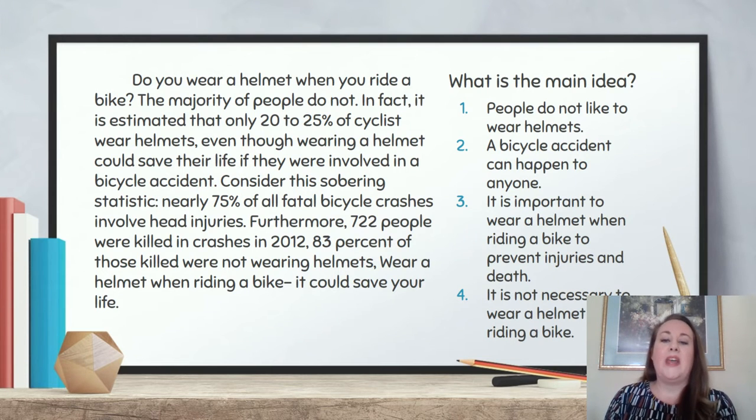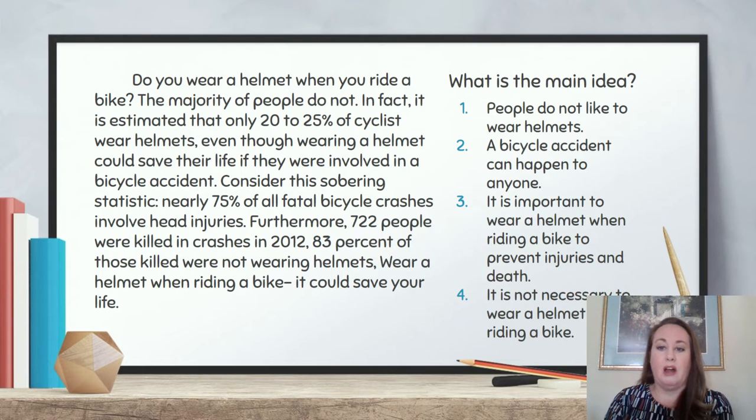Alright, so we have some options on the right-hand side of what is the main idea. This is typically how we would look in the classroom. You have different options. What I like to do is look for words that repeat. We see a pattern. I look at words like bicycle, bike, and I see the word helmet repeats itself a lot. So obviously we're thinking about bicycle helmets. Okay, so let's look at our options to see what our main idea is going to be.